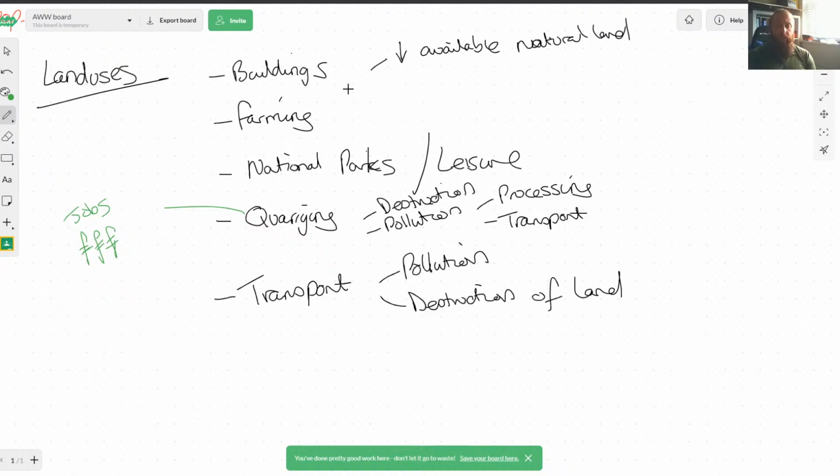Farming, again, will provide money for the farmers. It will provide food, and we'll have a look at farming a little bit more in a minute. On the downside for this, though, we're changing land uses. And we could also have chemicals leaking into the soil. We could have methane production from the cattle. So we've got other things as well.